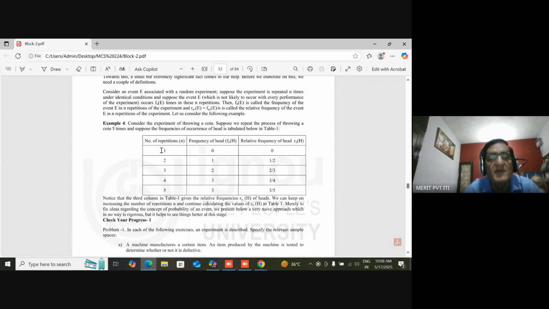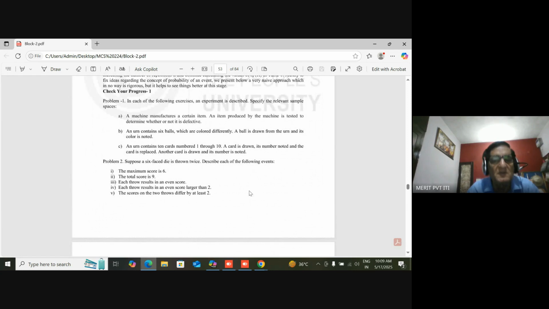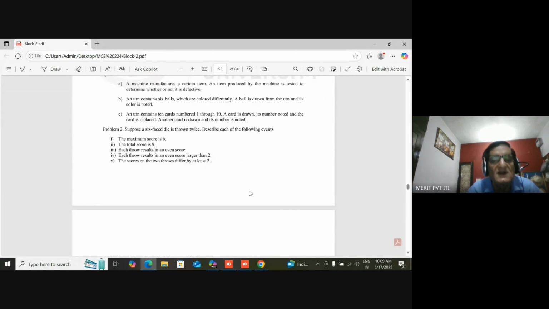So number of repetitions, frequency of heads: 0, 1 by 2, 2 by 3, 3 by 4, 3 by 5. So 6, if a 6 has to come on the dice, how many times can it come? If it comes the first time, then what about the second time? First chance is 1 by 6, twice is 2 by 6, and so on. You can see, the maximum score is 6, the total score is 9. Each throw results in an even score, each throw results in an even score integer larger than 2.